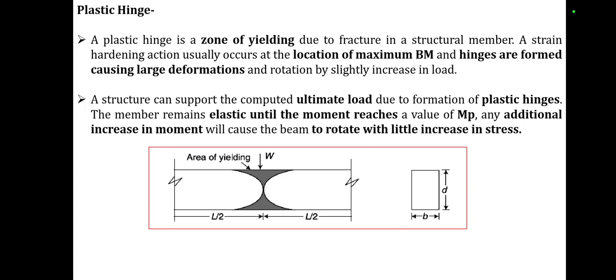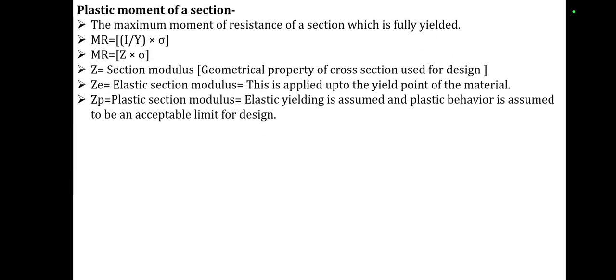So this is the diagram of an I section and area of the yielding subjected to the load W. The depth of the section is D and width of the section is B. The plastic moment of a section: the maximum moment of resistance of a section which is fully yielded, Mr, is equal to I by Y into sigma. I by Y is nothing but the Z, that is the section modulus, which is a geometrical property of a cross section used for the design.